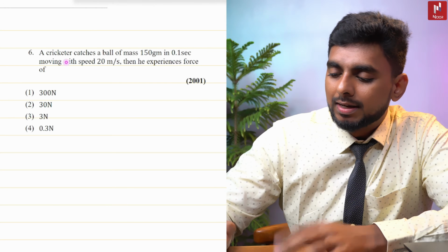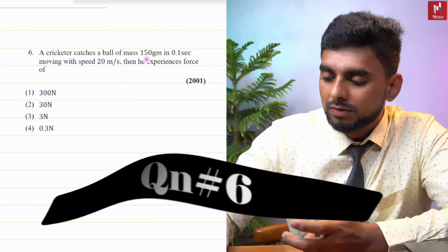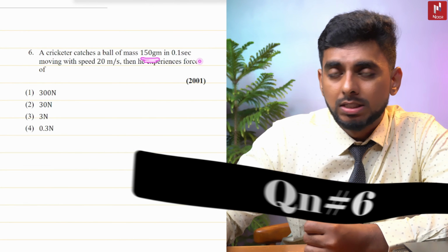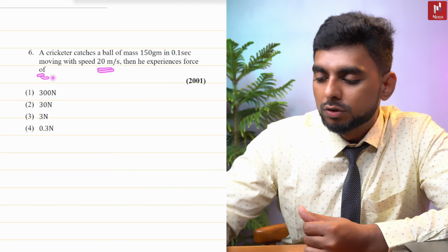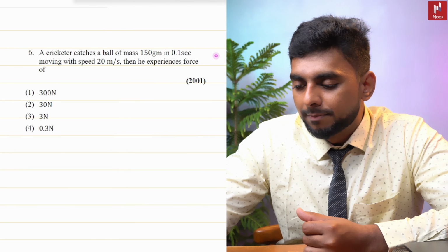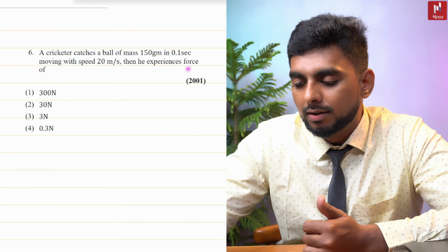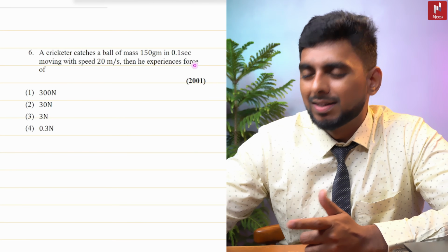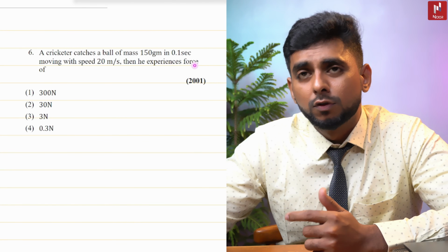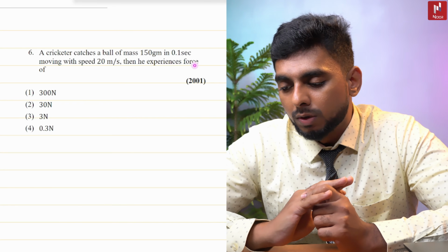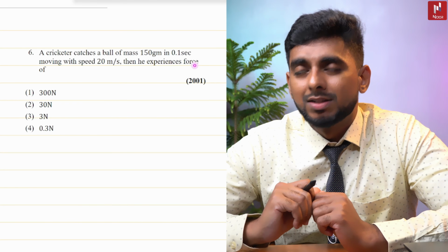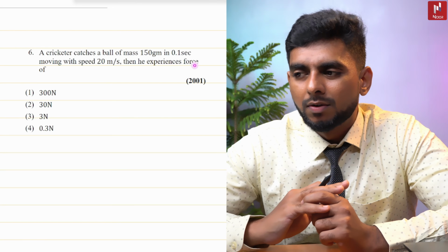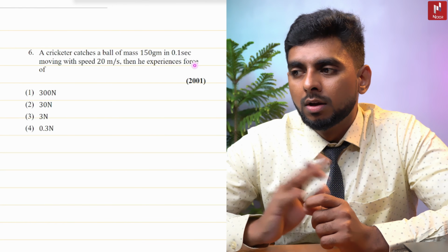The next sum is: a cricketer catches a ball of mass 150 gram in 0.1 seconds, moving with a speed of 20 meter per second, then he experiences a force of... So here what I need to find is the force experienced by the cricketer in his hand. Obviously forces are equal and opposite, so whatever effect I gave to the ball, I'll end up experiencing the same effect. That's obviously Newton's third law.